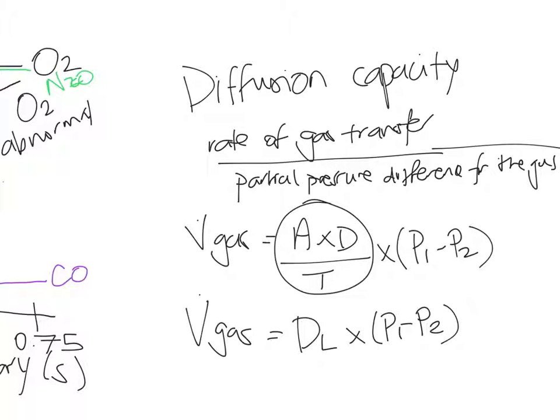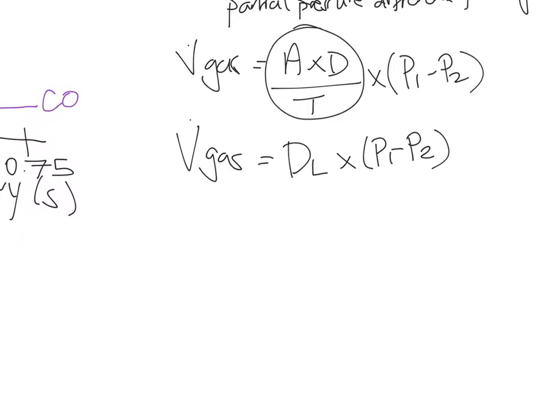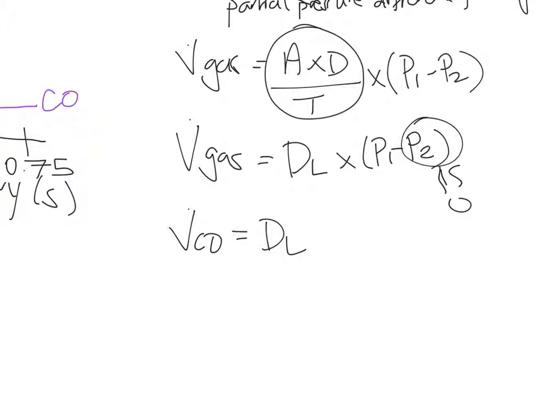Now let's consider this for carbon monoxide. We know for carbon monoxide that the partial pressure in the capillaries is generally small and can be neglected, which brings our formula something like this.